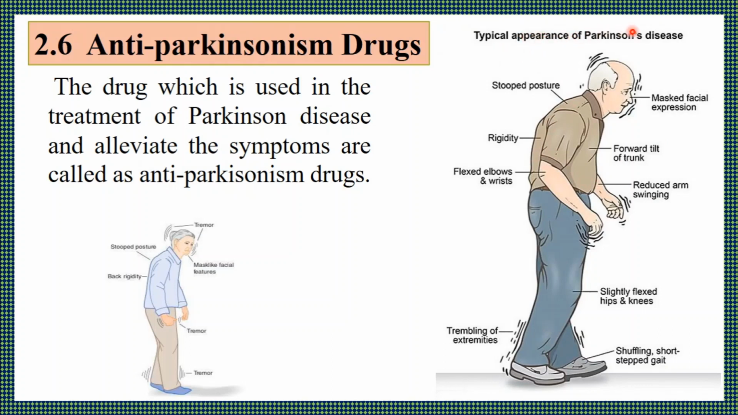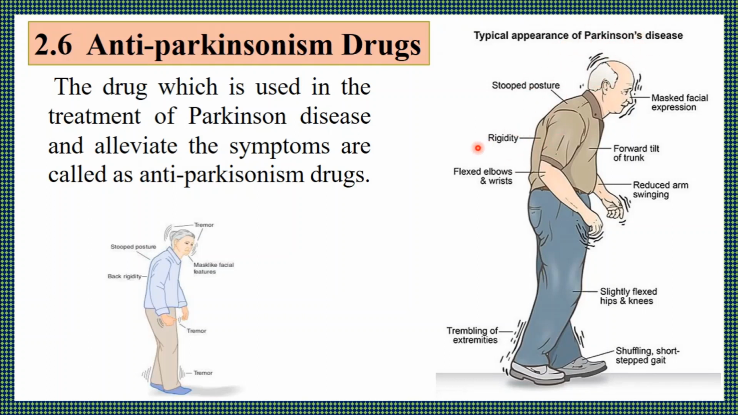The typical appearance of Parkinson disease is a mask-like facial expression, stooped posture, forward tilt of the trunk, reduced arm swinging, rigidity, fixed elbow and wrist, slightly flexed hips and knees, then a shuffling short-step gait, and trembling of the extremities. Again, these are the typical appearance of Parkinson: tremors, mask-like facial expression, back rigidity, tremors in your hands, limbs, and head. These are the symptoms of a person who has Parkinson disease.